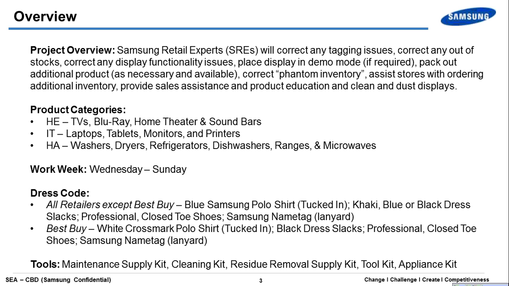Now, you will be shipped 2 polos, and those come from our Plano office, and the name tag and lanyard also come from the Plano office. Your toolkits, which are seen here on the slide, the maintenance supply kit, the cleaning kit, the residue removal kit, the tool kit, and the appliance kit, those all ship from Michigan. So if you've received one and not the other, don't freak out because they both ship from different places. If you haven't received one or both of them after a while, please contact your territory manager and they can find out what's going on, and see if they can get you that stuff shipped out.